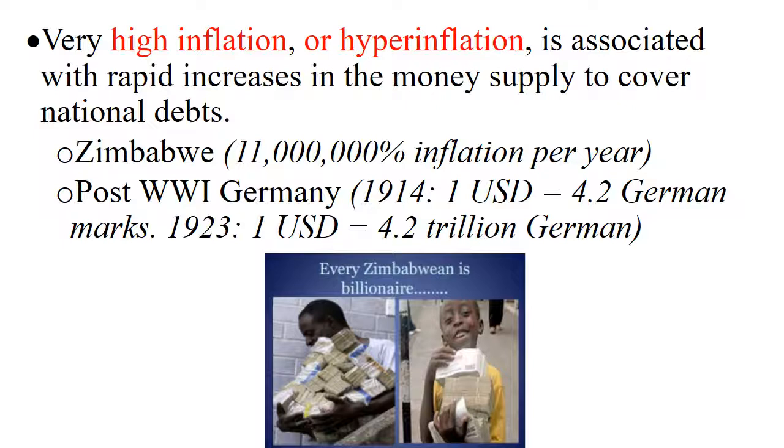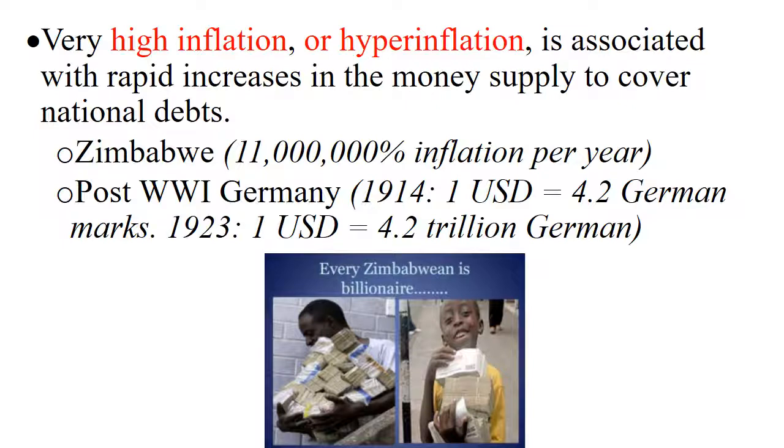The highest level of inflation is hyperinflation, and this is not common, thankfully. This can go along with really rapid increases in the money supply. Usually this goes along with maybe corruption in the government, or a government that is so desperate that it's printing really large amounts of currency to cover debts. So two of the biggest examples of hyperinflation, a modern example would be Zimbabwe, where they were experiencing inflation at the rate of 11 million% per year.